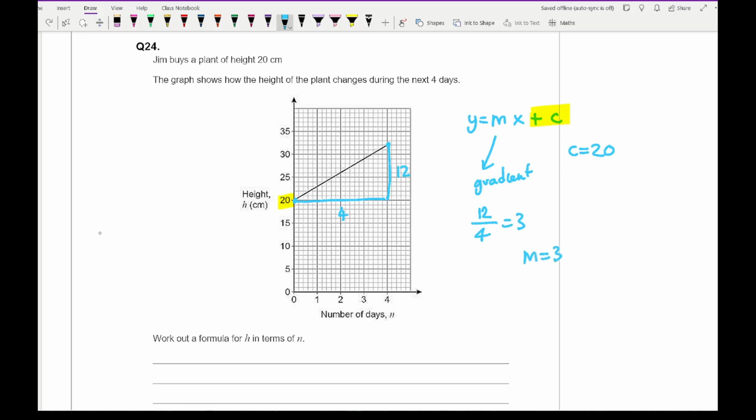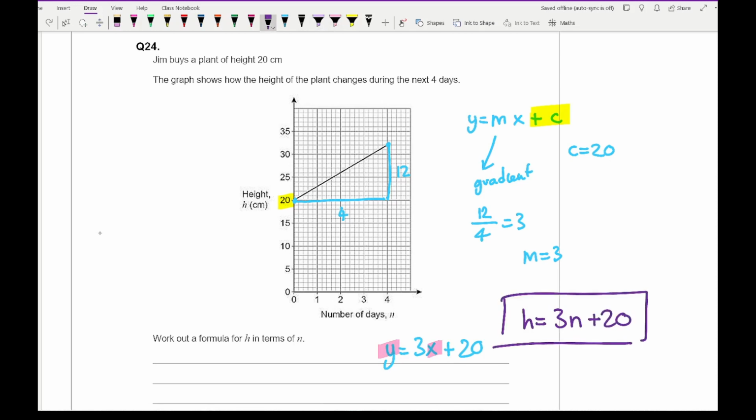So from this then I've got y equals mx, and m is 3, so it's going to be 3x plus 20. Then from this, what I then need to do is swap the letters. So instead of using y, I'm going to use h. So I've got h equals 3n plus 20. And there is my final answer.